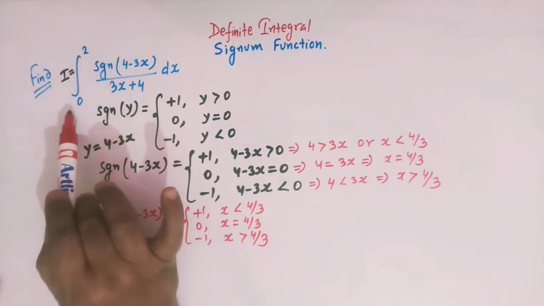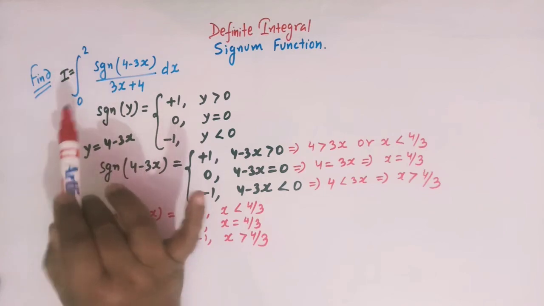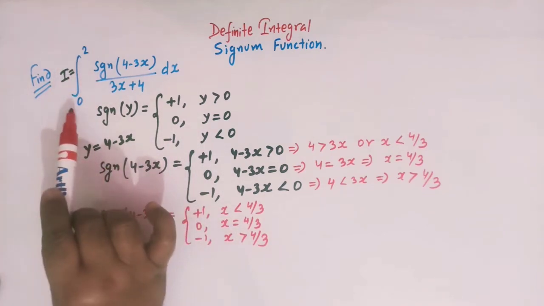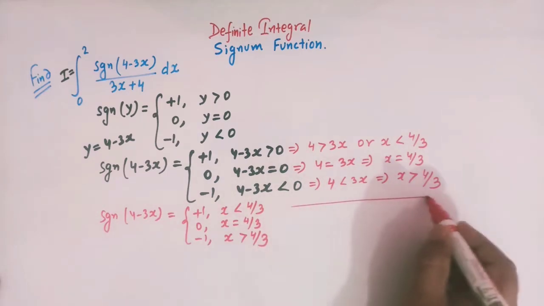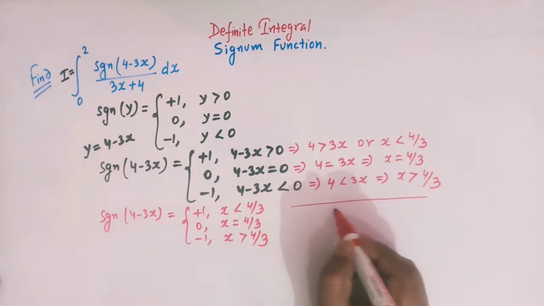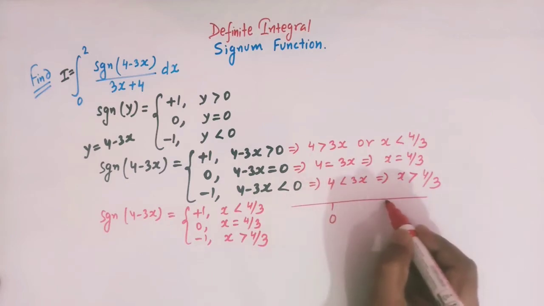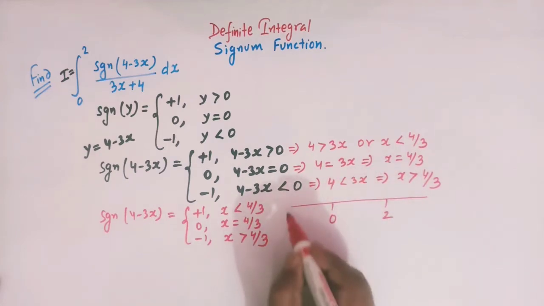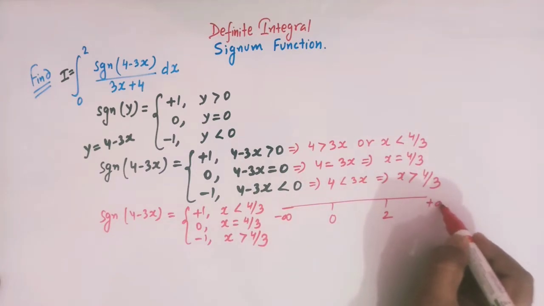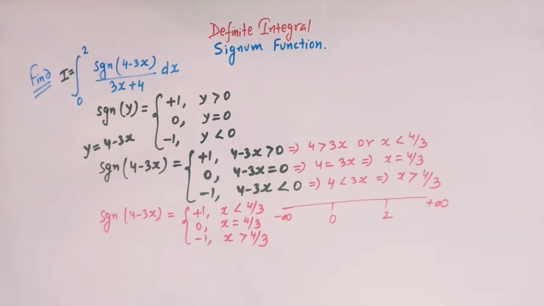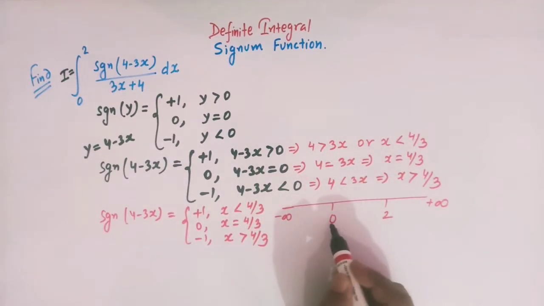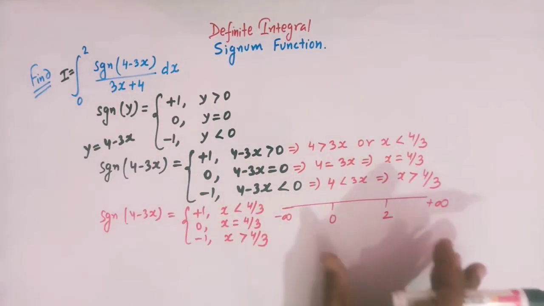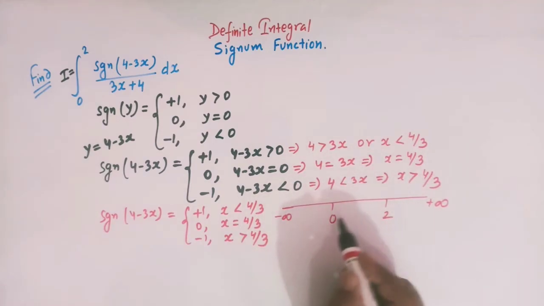Let us first concentrate on the limits. Here the lower limit is 0 and the upper limit is 2. So here we have 0 and here we have 2. And here we can write minus infinity, and here we can write plus infinity. Now the objective of writing these limits on the number line will be clear.